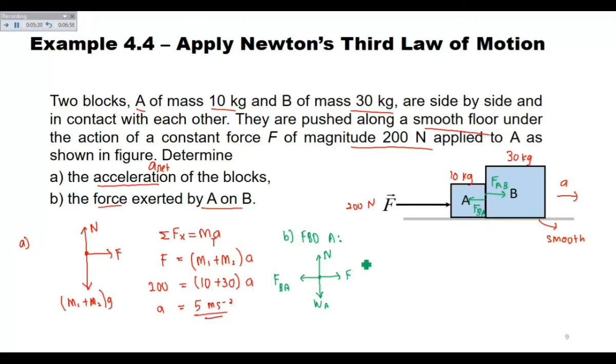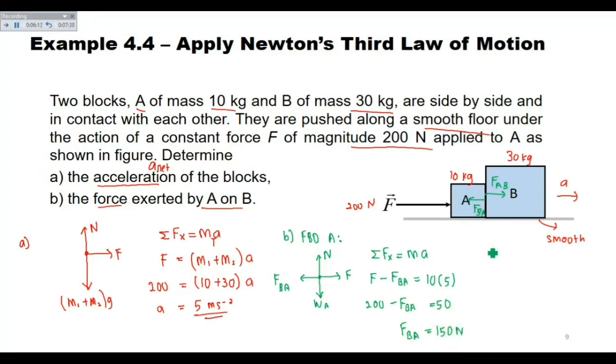Okay, so sekarang ni kita cari berapa value of FBA. Okay, so kita resolve into X, summation Fx equals to MA. F minus FBA equals to 10 times 5. F is 200 minus FBA equals to 50. So we will get force exerted by B on A is 150 Newton.